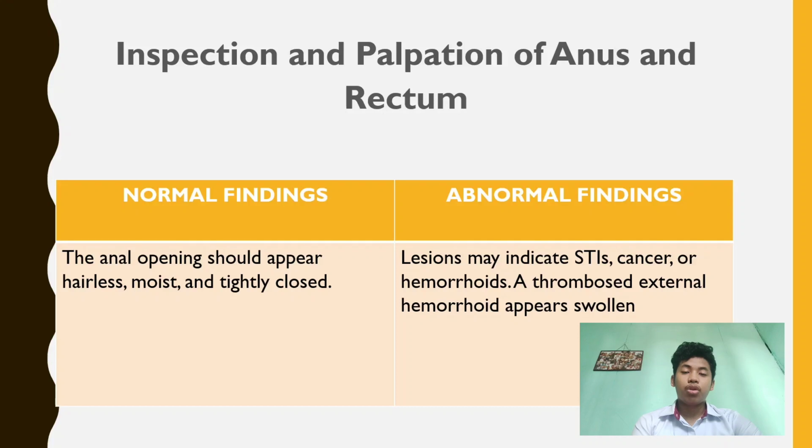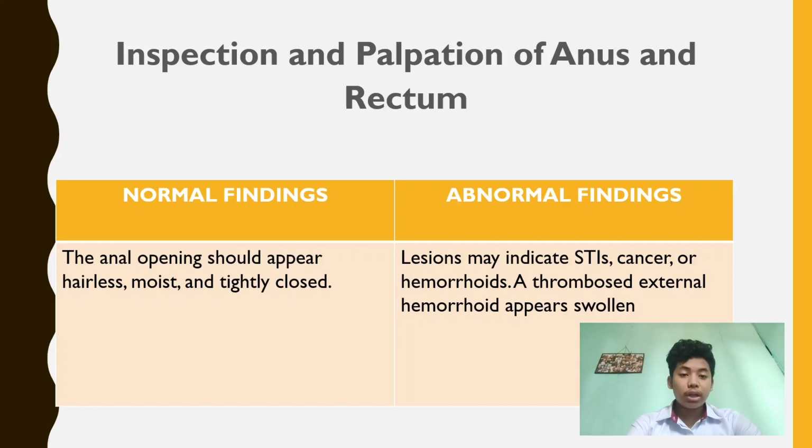For the normal findings, the anal opening should appear hairless, moist, and tightly closed. The skin around the anal opening is more coarse and more darkly pigmented. The surrounding perineal area should be free from redness, lumps, ulcers, lesions, and rashes.